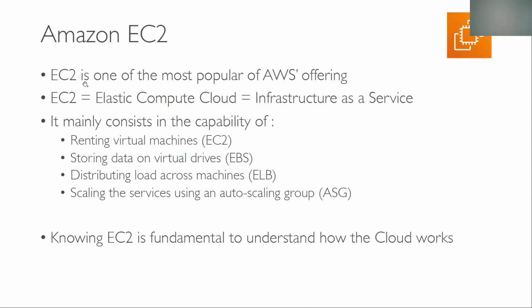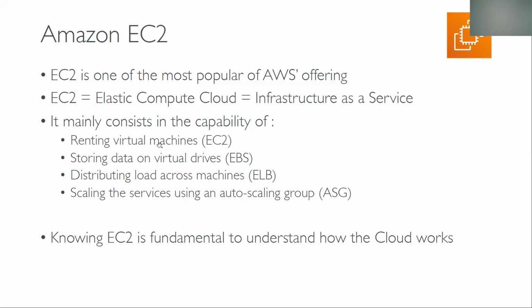EC2 section. EC2 is one of the most popular AWS offerings. It's the most commonly used service sa AWS. EC2 stands for Elastic Compute Cloud, okay, which is an infrastructure as a service. Elastic because you can provision on the fly. It can be scalable, no? It can be highly available and can do on demand, no? Elastic. It mainly consists in the capability of renting virtual machines.